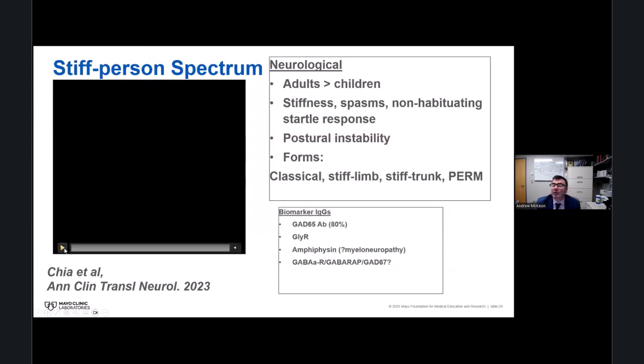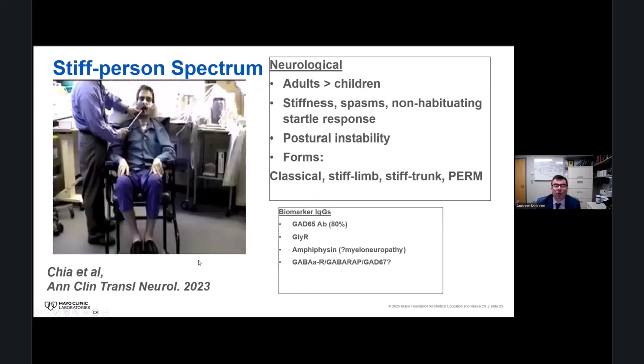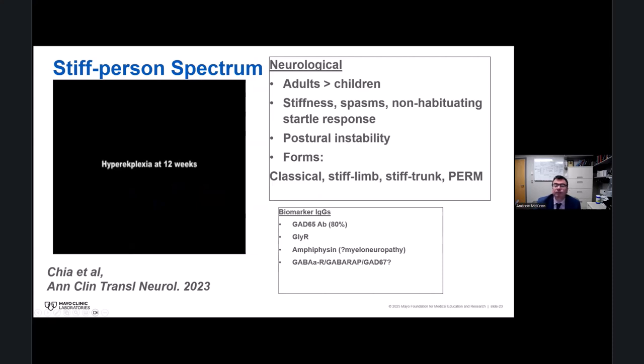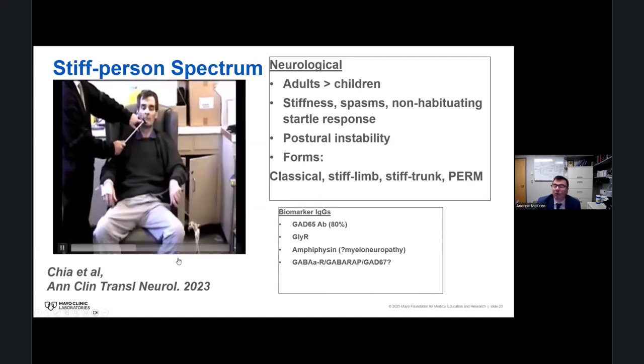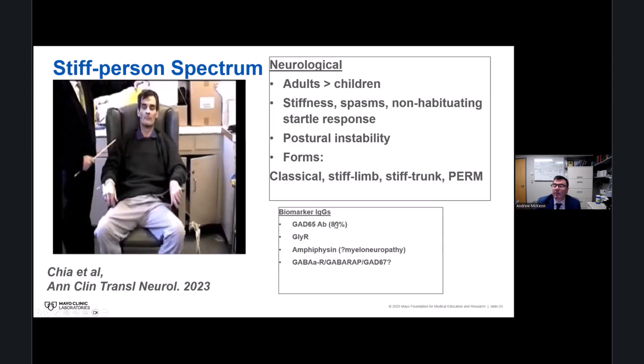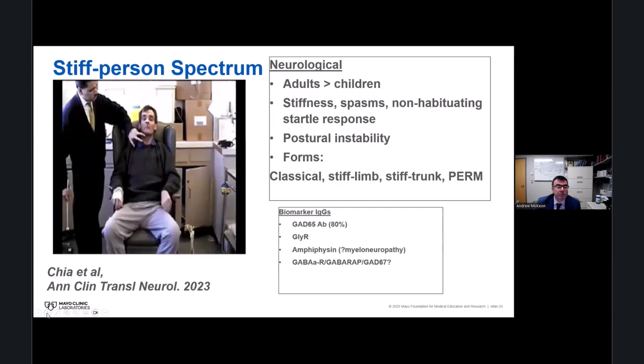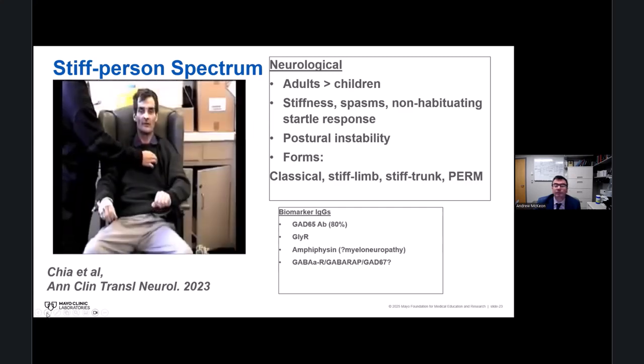Then a brainstem and spinal cord disorder affecting the inhibitory pathways within those regions is the stiff person syndrome spectrum. Here's a patient with glycine receptor autoimmunity and hyperekplexia as part of a stiff person disorder, with this exaggerated, non-habituating startle response. But the commonest autoantibody we see in this disorder is GAD65 antibody at high titer, greater than 20 nanomoles per liter, or greater than 10,000 international units if tested by ELISA.